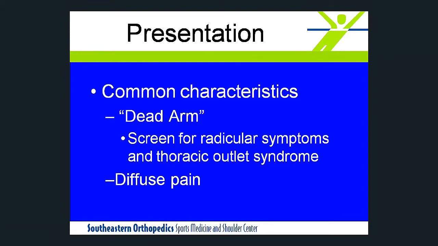Dead arm syndrome, you're going to see this in pitchers primarily in the late cocking phase of throwing. They report they get back and all of a sudden their arm feels like it goes dead or just gets really heavy. That's a symptom that typically is going to be unique to baseball pitchers and some other overhead athletes that get in that position. With these folks who describe that sort of symptom, you want to be careful to screen for any radicular pathology and/or thoracic outlet syndrome to make sure you're not dealing with something else going on there as well as in conjunction with instability. And their pain is going to be diffuse typically with these individuals.